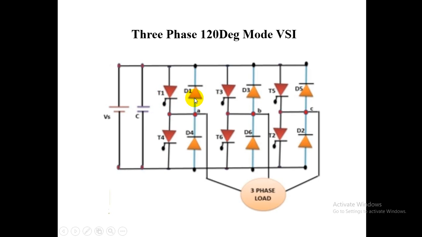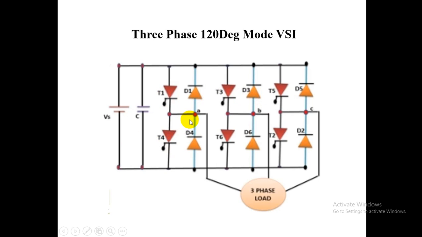The other name for T1, T3, T5 is positive group switches, and T4, T6, T2 are called negative group switches. So these are the different names that we are allocating to the switches, and we are able to remember its operation very easily.